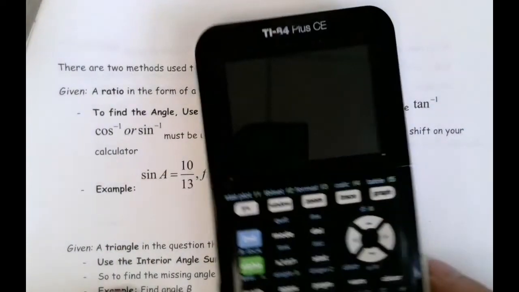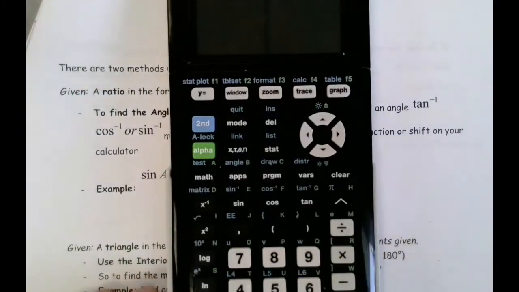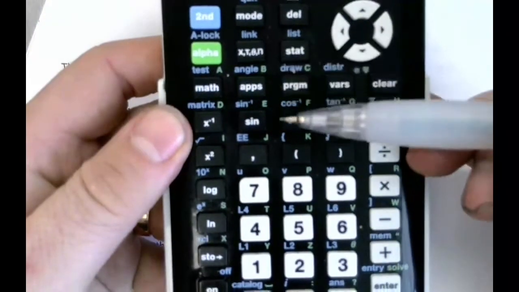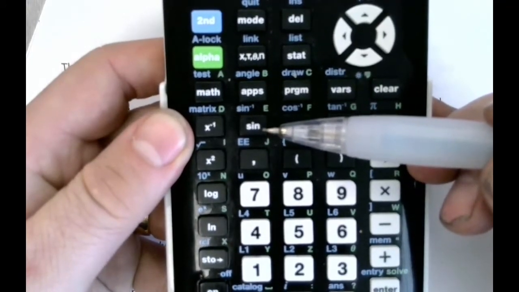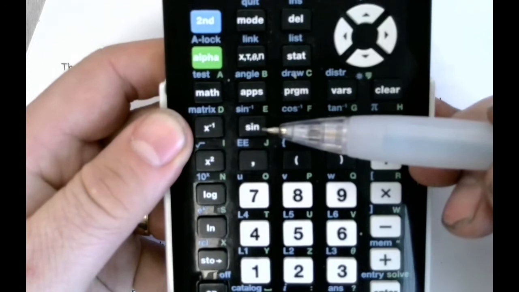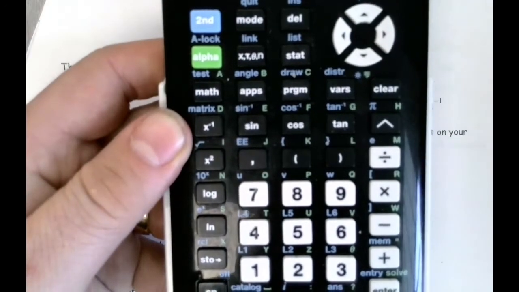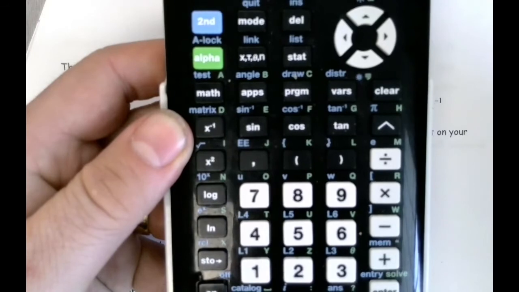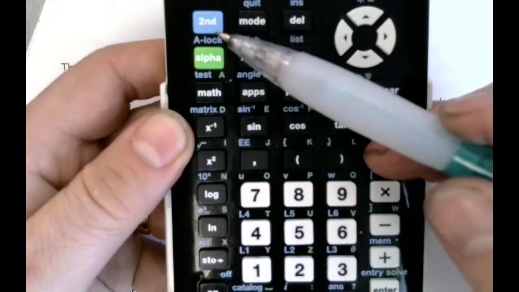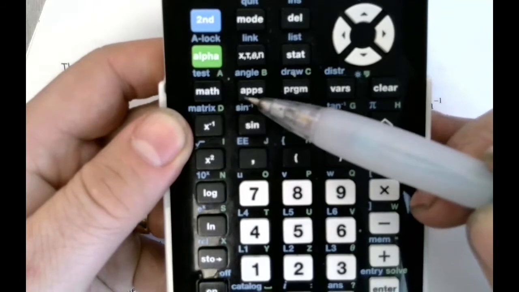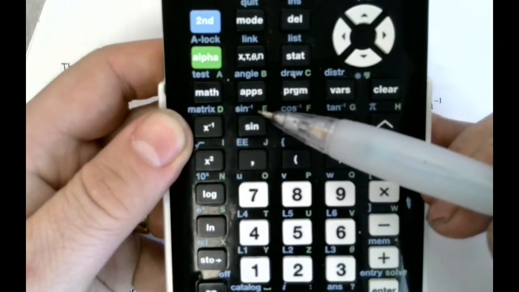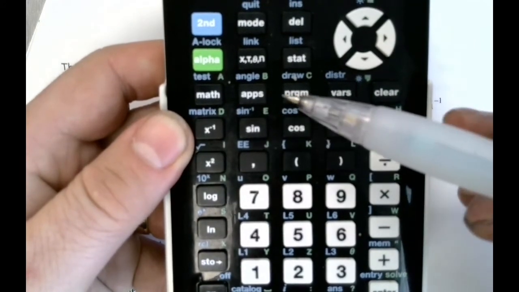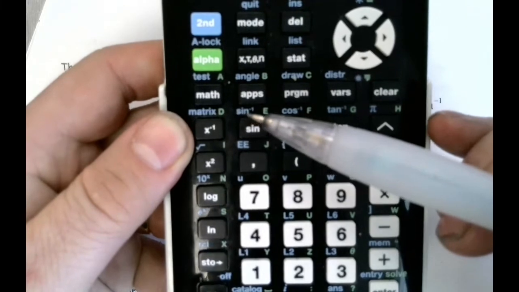Now, when you take a look at the calculator, most calculators are going to be really the same here. So this button right here is my sine button. What it does is it takes an angle that I know and gives me what the ratio of the sides should be, the opposite and the hypotenuse. But if I use second sine, it opens up this function up here. And so you'll see the sine to the -1 here. That's the inverse sine function. And what it does is it actually takes that ratio of opposite and hypotenuse and gives me the angle.